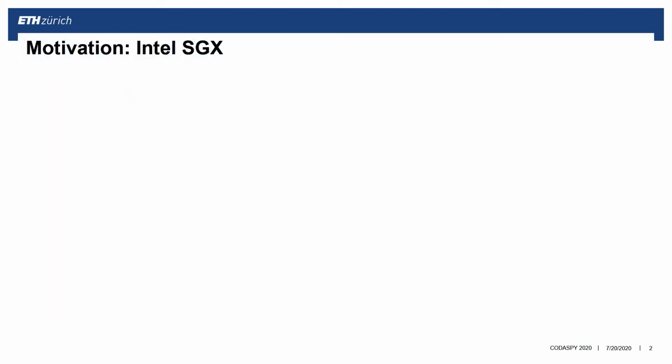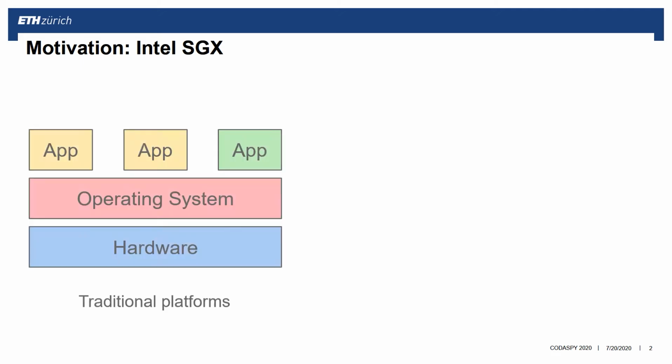The main motivation of our paper is trusted execution environments such as Intel SGX that bring additional security guarantees to traditional platforms. If we look at the traditional platforms, they consist of hardware, for example your CPU, DRAM, and other peripherals. On top of the hardware, operating systems manage memory and have device drivers that manage other peripherals, and on top of the operating system you have your apps.